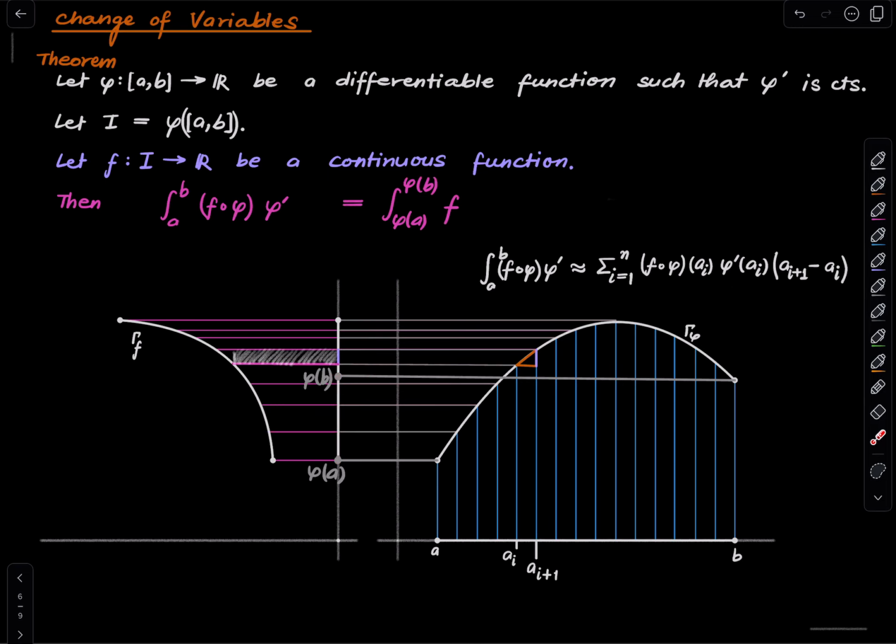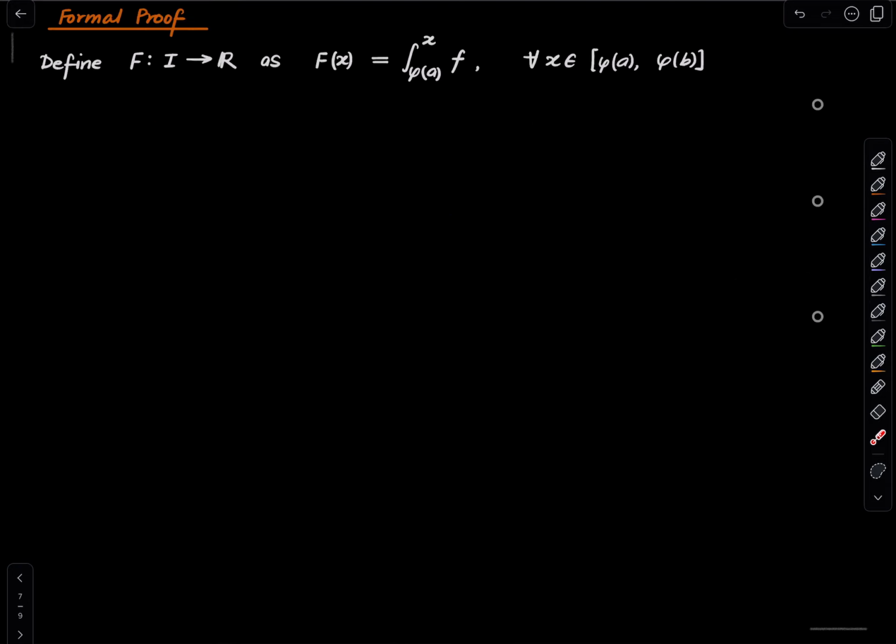It's not anything out of the blue. All right. And here is the formal proof. So you define the function capital F with domain capital I. Remember, capital I is the image of the domain of phi under phi. So you define capital F in this fashion.